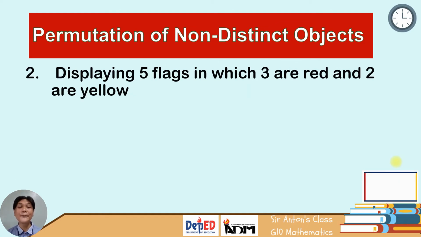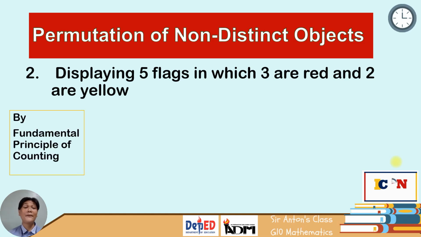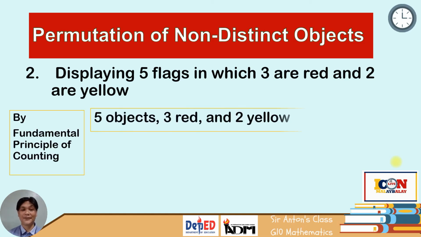Let's proceed to number 2. Displaying 5 flags in which 3 are red and 2 are yellow. So how many possible arrangements are there by fundamental counting principle? Okay, so 5 objects, 3 red and 2 yellow. Technically, the 3 red flags are the same and the 2 yellow flags are the same.